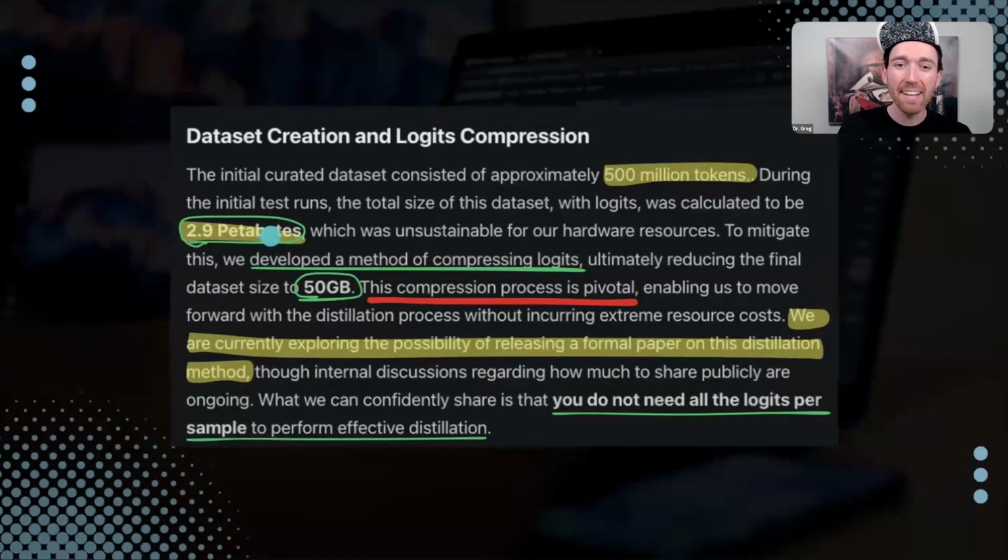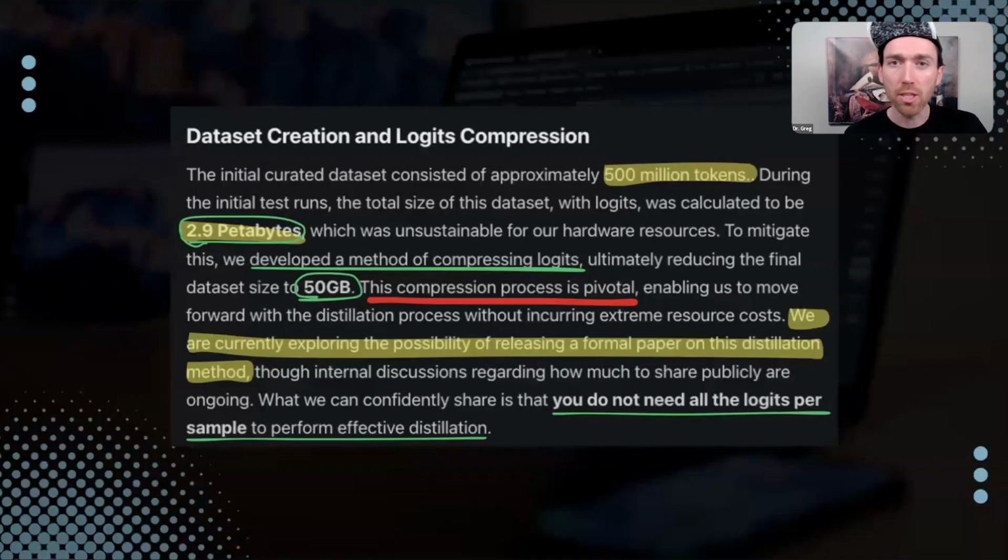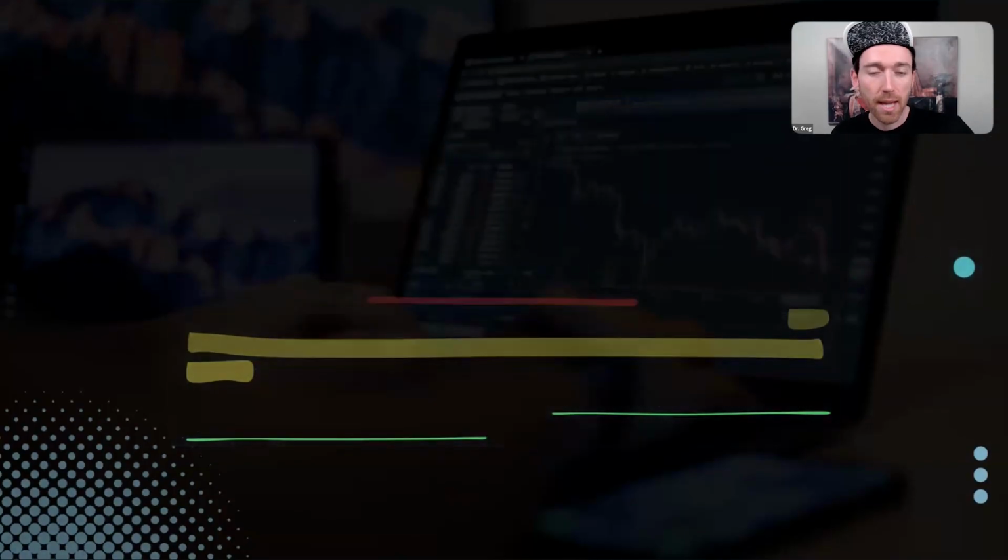2.9 petabytes. And this idea of taking the logits and then compressing them, 2.9 petabytes compressed to 50 gigs, was pivotal and was kind of new enough that they're thinking about writing a paper on it. But it's a competitive market out there, and research is done in companies now just as it's done in academic institutions, because you need those GPUs. They might not release it, but they might. Stay tuned.